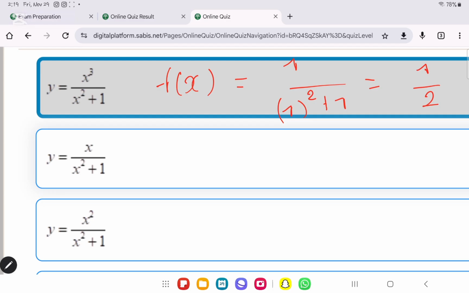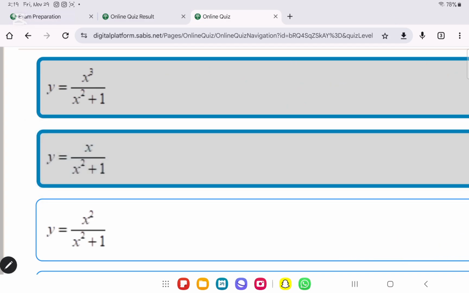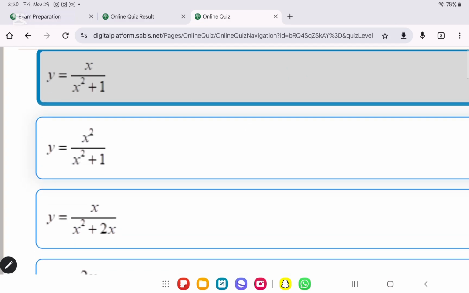However, if we're choosing minus f minus x, it's gonna be minus 1 over minus 1 squared plus 1, which then gives us minus 1 over 2, but then we need to multiply it by minus. So times minus, it gives us 1 over 2. This and this are equal, so that means this is an odd function.